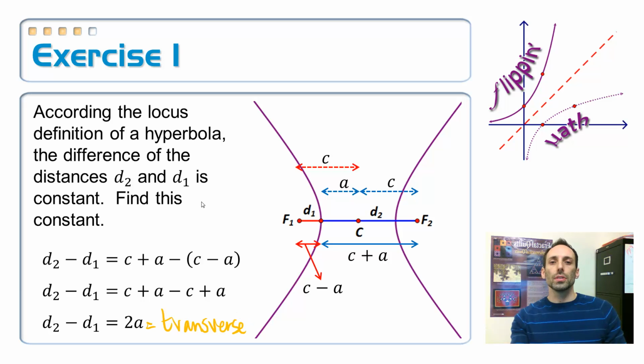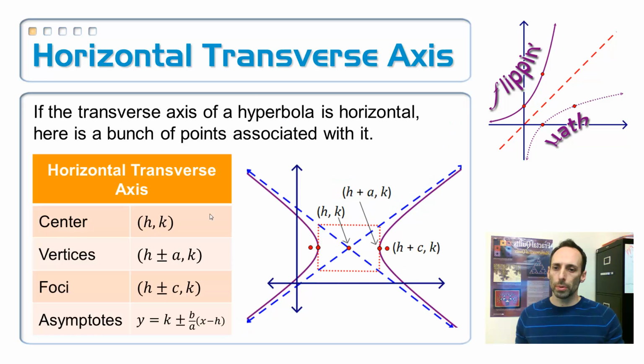That's very similar to the definition for the ellipse, where d2 plus d1 was equal to 2a, which was the major axis. For a hyperbola, d2 minus d1 is 2a, same thing, but that length is the transverse axis. And remember this, a transverse. Putting those things together helps you remember it.